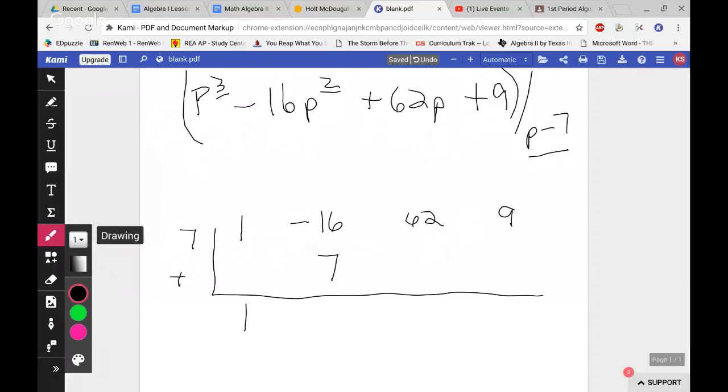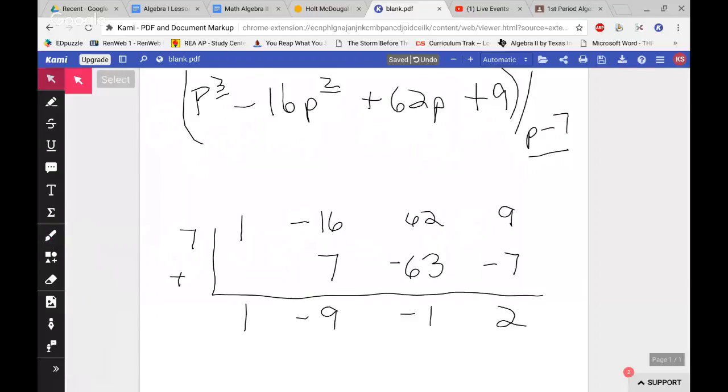So we've got a negative 16 plus a positive 7, which is going to give us a negative 9. Agreed? Agreed. Okay. Yes, a negative 9 times 7 then is a negative 63. And when I combine a positive 62 and a negative 63, I'm going to get a negative 1. And then negative 1 times 7 is a negative 7. A positive 9 plus a negative 7 is a positive 2.